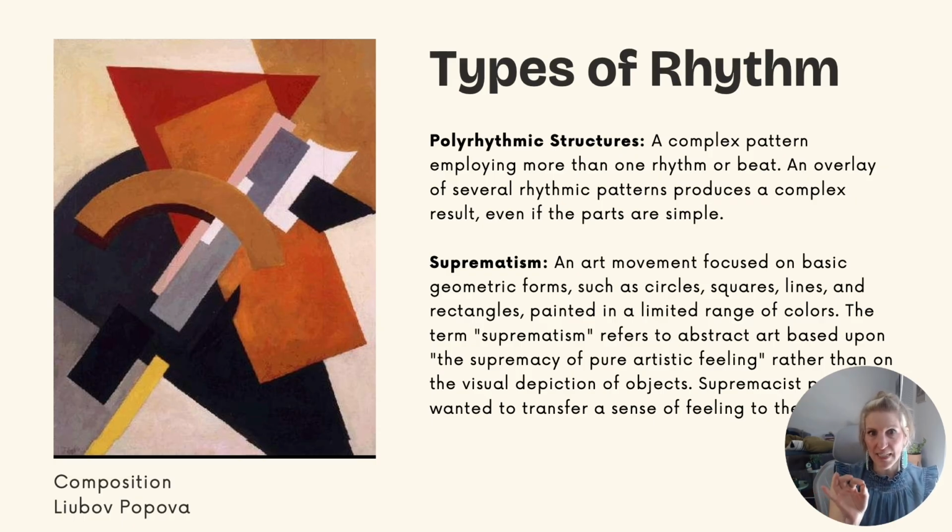The term suprematism refers to abstract art based upon the supremacy of pure artistic feeling, rather than on a visual depiction of objects. This type of art form is intended to create a sensation in the viewer, to create a feeling, the taste of metal, or the sound of metal clanking, for example. The suprematist painters wanted to transfer a sense of feeling. They wanted viewers to feel that sensation of hard metal clanking on itself.